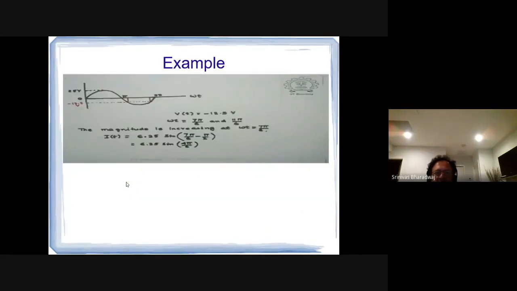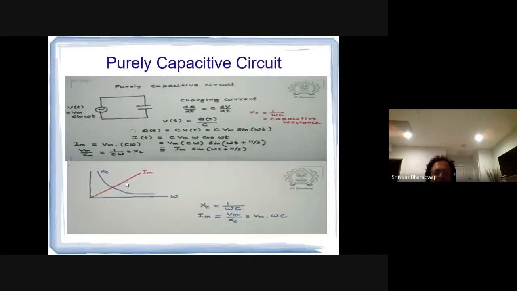So these are the two equations. Now the third thing he introduces is the capacitive circuit. Just as we had omega times L as the reactance, for a capacitor it becomes 1 divided by omega C. Now, what happens in the case of the capacitor with respect to the phase?